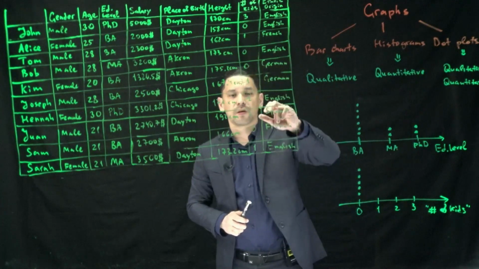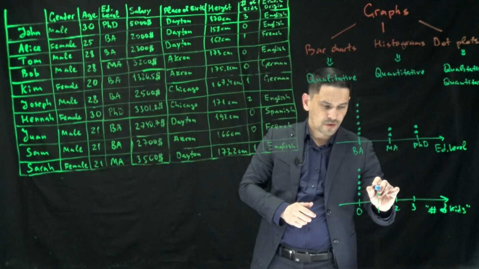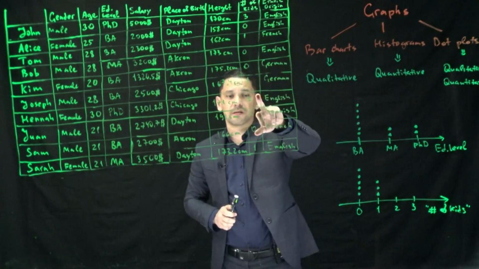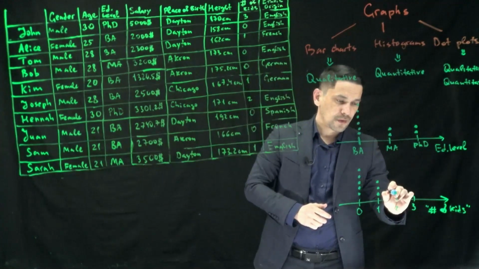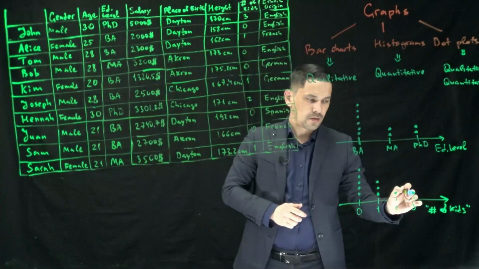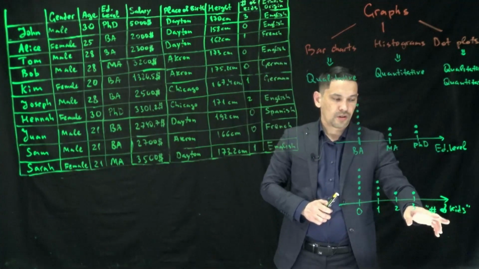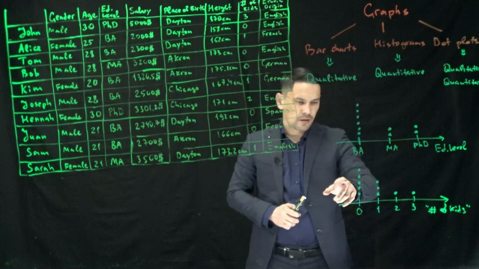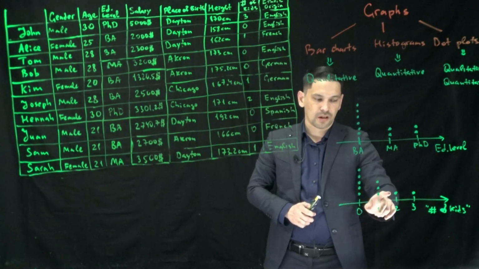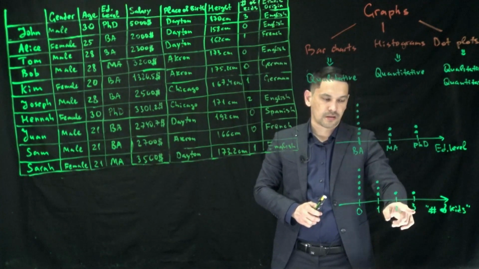Now, how many people have 1 kid? 3 people. 3 employees have 1 kid, so I'm going to draw 3 dots above the value 1. Now let's count how many people have 2 kids. Only 1 person has 2 kids, and only 1 person has 3 kids. Well, that's it. Here's a dot plot showing the variable number of kids. We know that it's a quantitative variable. Now, I can see in this graph that 5 employees have 0 kids, 3 employees have 1 kid, 1 employee has 2 kids, and this guy, 1 person has 3 kids.